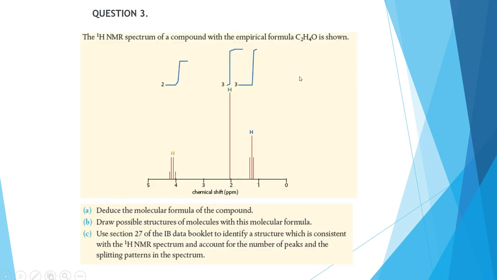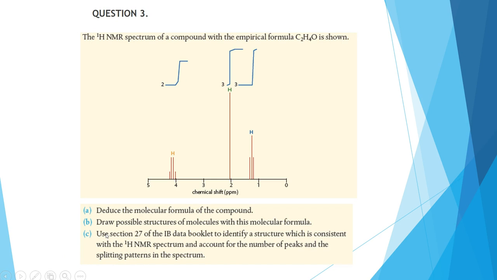Another example question for us to look at. This time we have the integrals as the lines above the peaks, okay, and it's C2H4O. You need to deduce the molecular formula of the compound, draw possible structures of the molecules, and then use the data book to identify which one is which. Pause the video and have a go at this one. Let's see how you went.